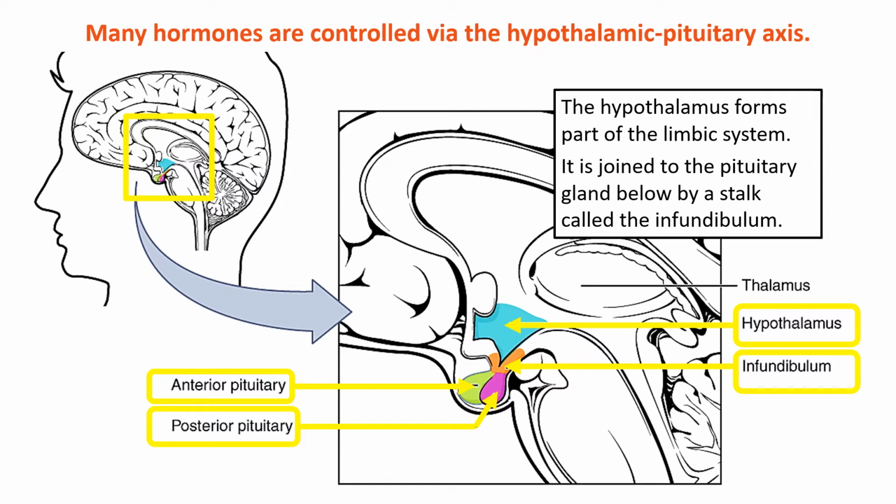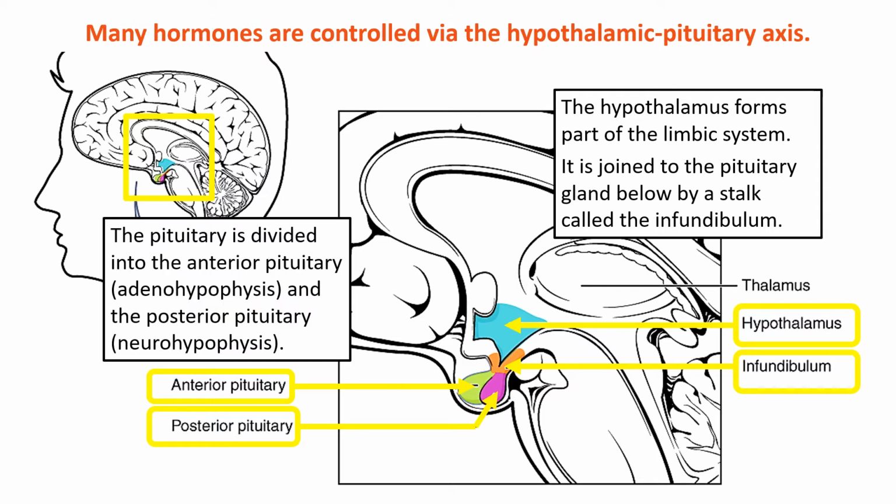The pituitary gland is divided into the anterior pituitary and the posterior pituitary. Both of these have slightly different ways of communicating with the hypothalamus. In old-fashioned texts, you might see the anterior pituitary called the adenohypophysis. Hypophysis refers to pituitary, adeno in terms of the anterior part.